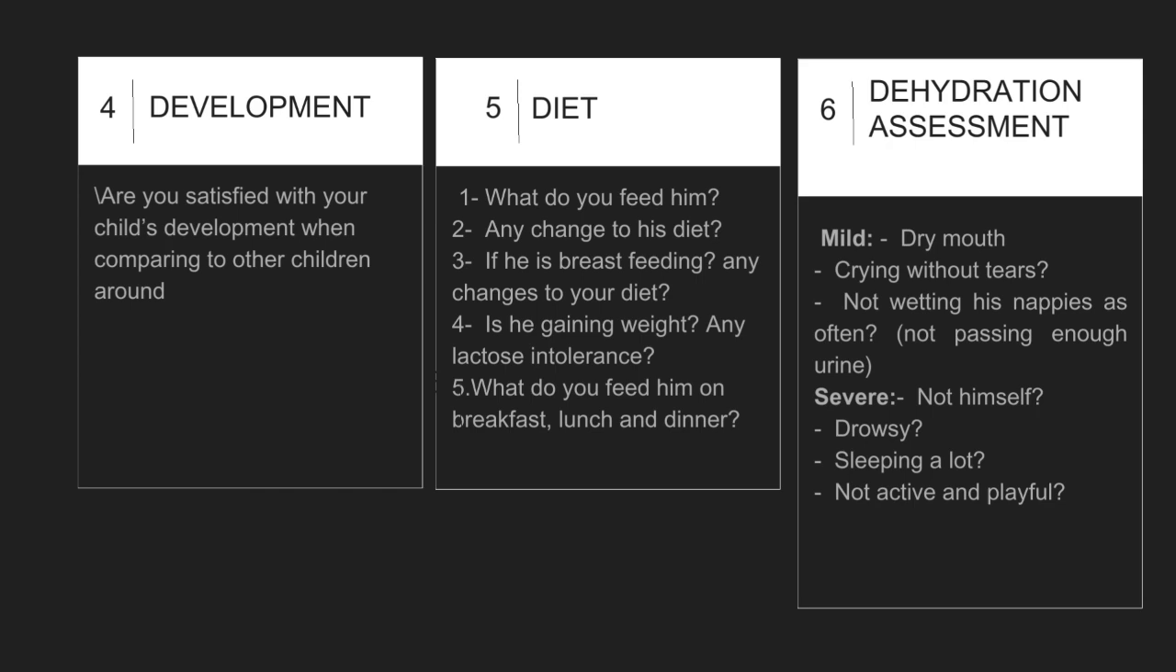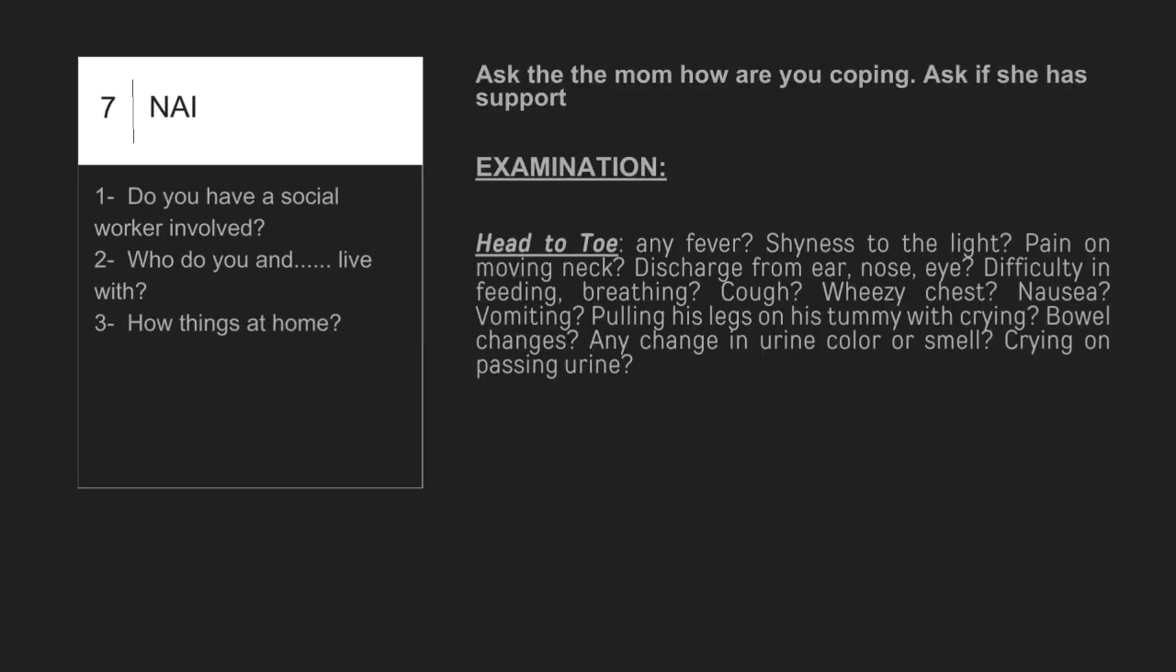Then ask about dehydration to assess any chances of dehydration. So, in cases of mild dehydration, the child may have a dry mouth. The child may be crying without tears and not wetting his nappies as often. In cases of severe dehydration, the child might be drowsy or might be sleeping a lot or could be lethargic. So, ask your questions regarding that as well, and you should be able to differentiate between mild and severe dehydration.